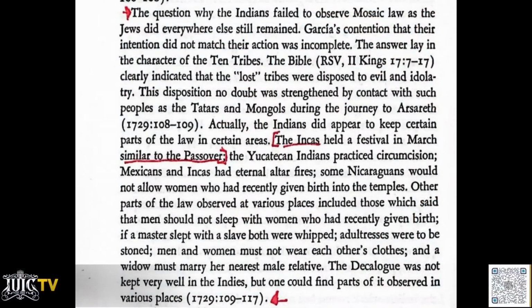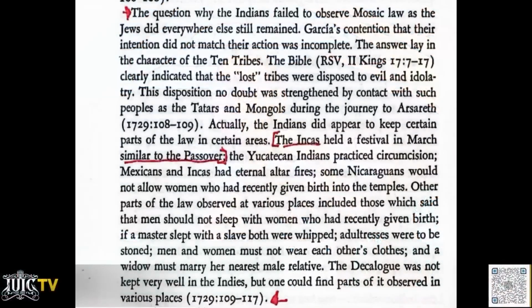Page 128. Right here it says Mexicans. Let me zoom out a little bit. Mexicans and Incas had eternal altar fires. Now, hold on real quick. Hold that page right there.